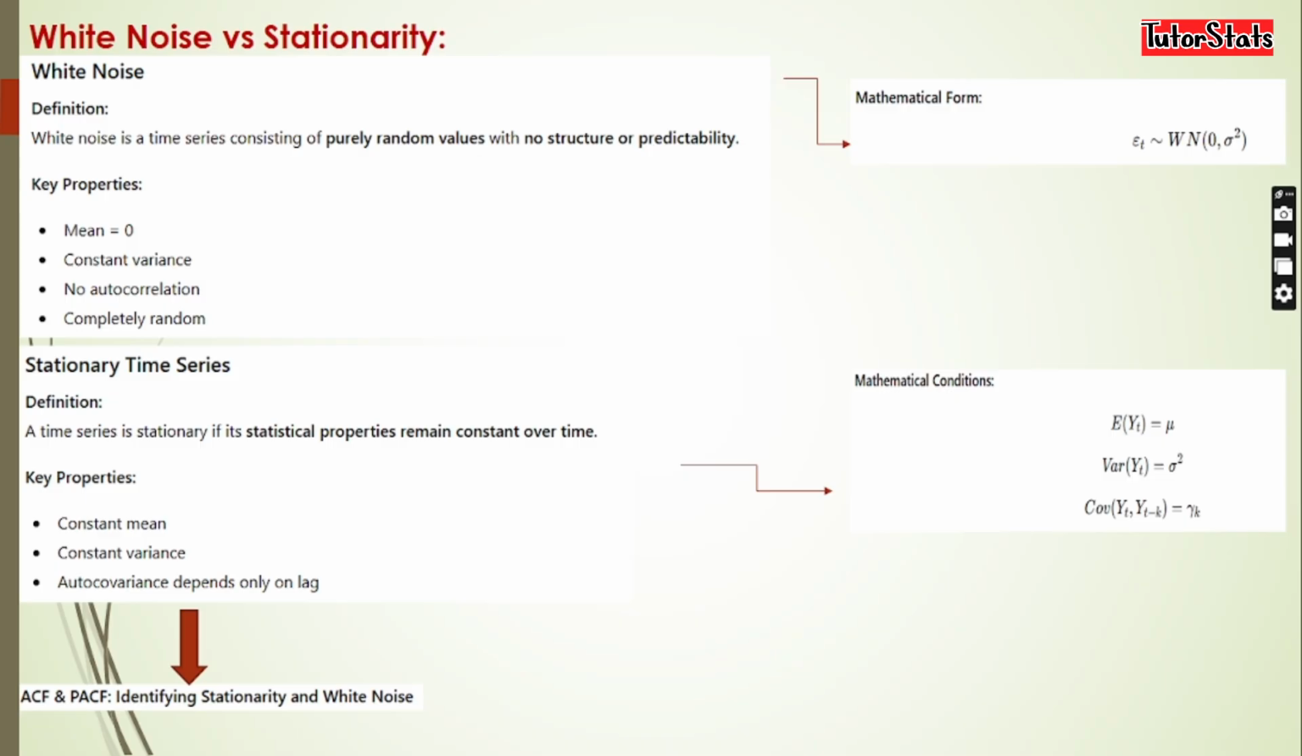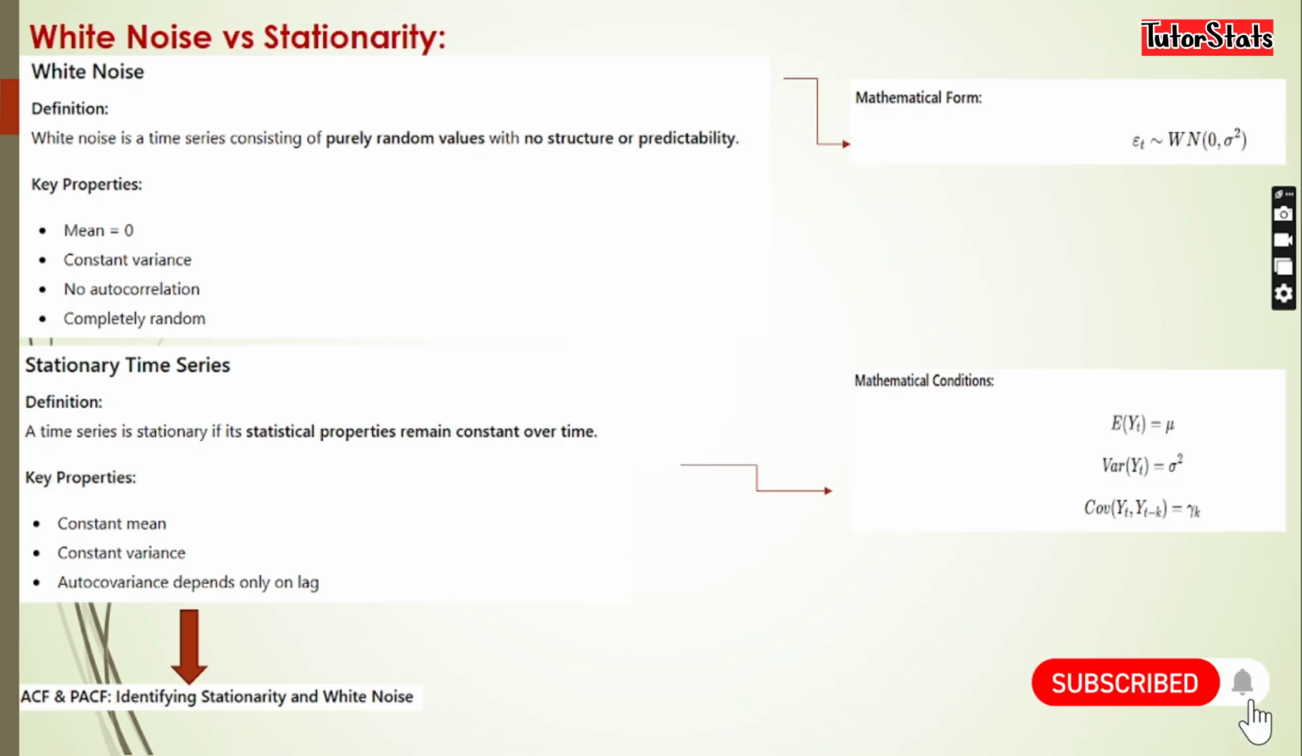For example, daily temperature fluctuations around an average value in a controlled environment. There is some pattern, but the behavior stays stable over time. Now listen carefully, this is very important. White noise is always stationary, but stationary data is not always white noise. Because white noise has no pattern at all. Stationary data may still have some structure or dependence. So white noise is a special case of stationary data.